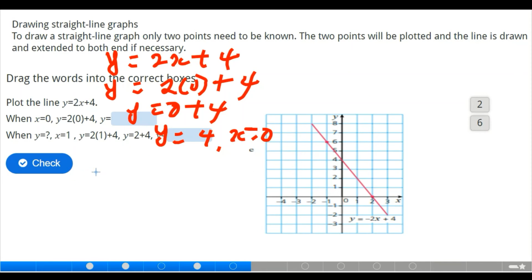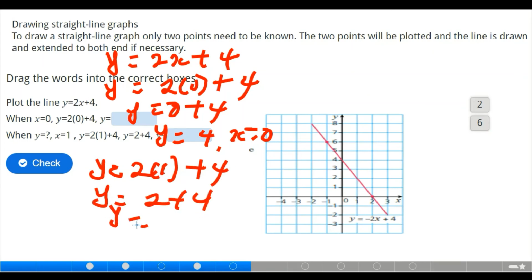So what happens when x is 1? We are just picking an arbitrary point. We can pick when x is 2, when x is 3, but we are just picking an arbitrary point. So we have y equals 2 into 1 plus 4. 2 times 1 will give us 2 plus 4. Y will be 6.